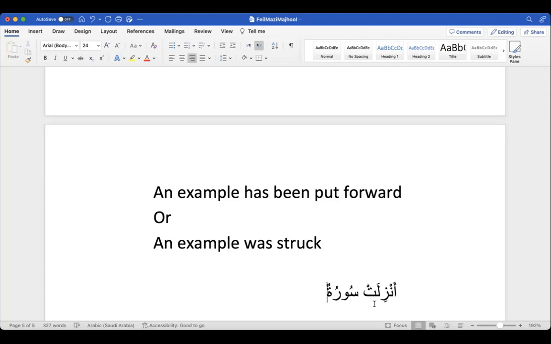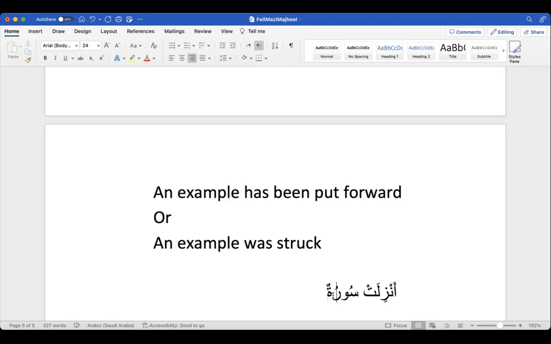The actual version is Anzalat. Unzilat is the majhul version, and Anzalat is the normal version. So it's majhul. Now, anzala means to send down.